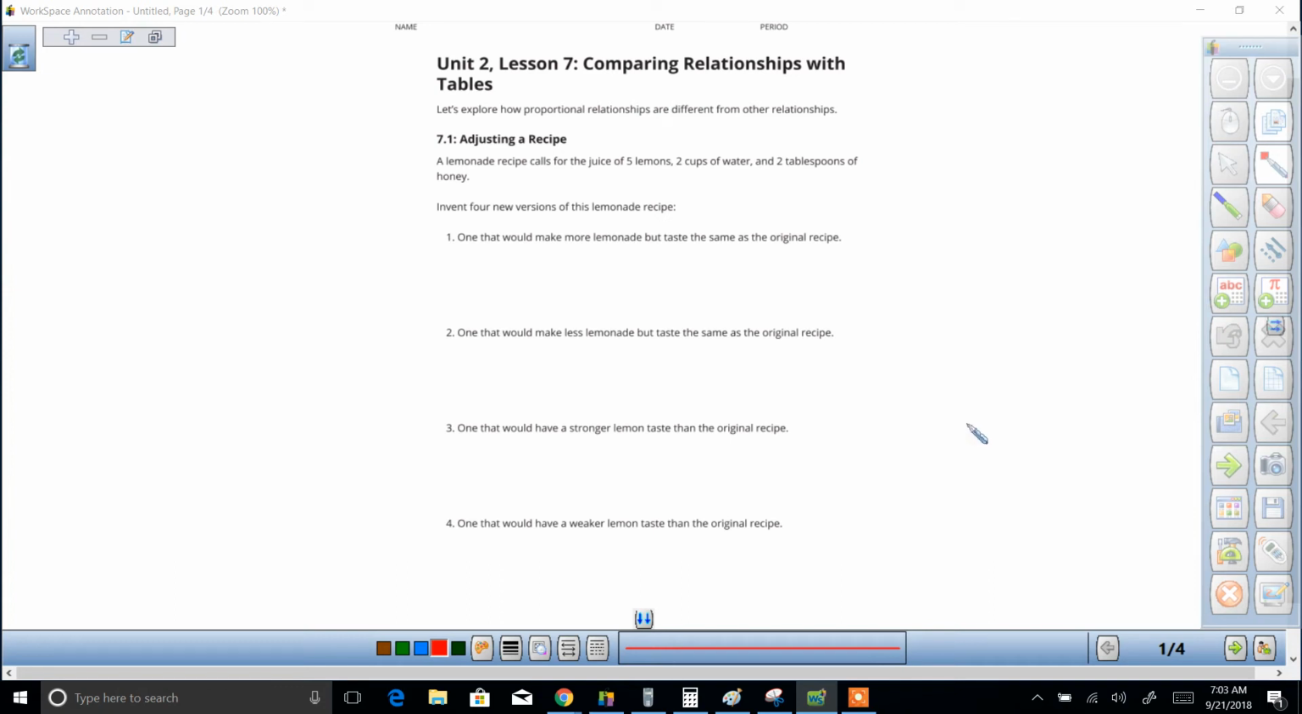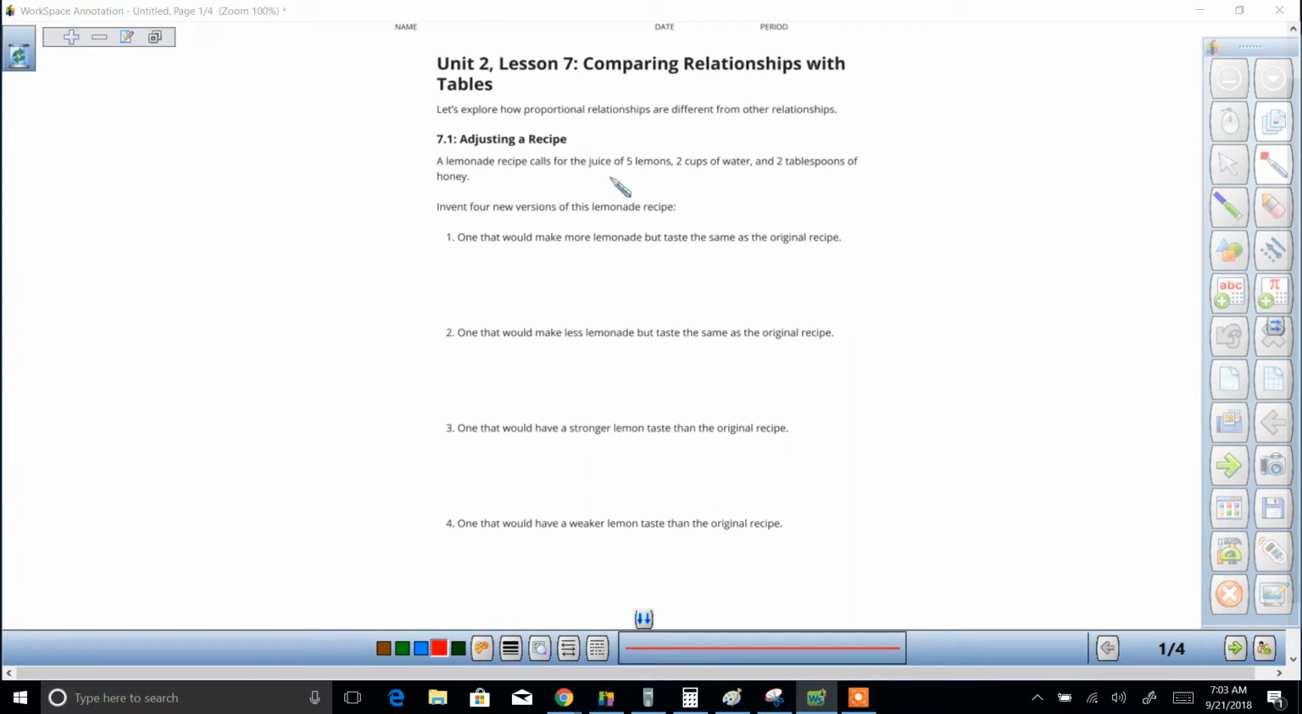Lesson for Lesson 7, Unit 2. We're comparing relationships with tables, and we're just going to explore how proportional relationships are different from other relationships, and we can actually change them ourselves, like this adjusting recipe problem.